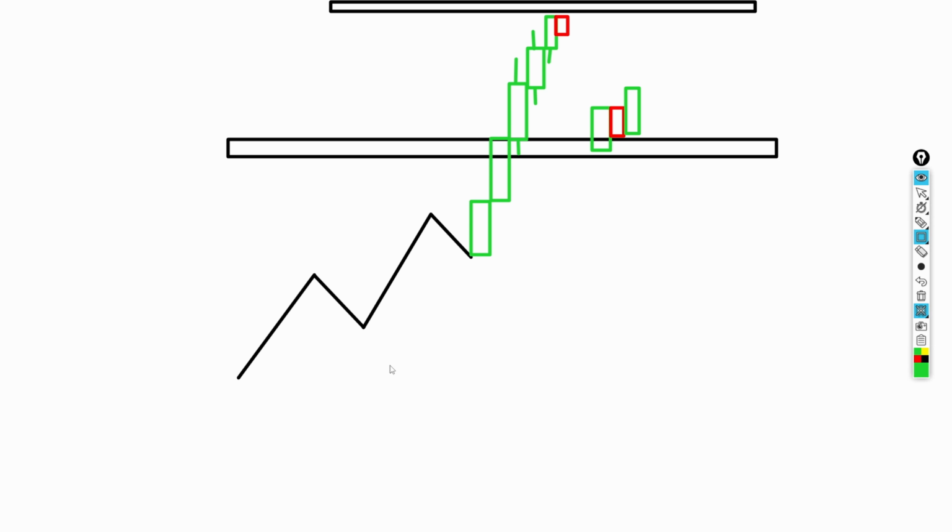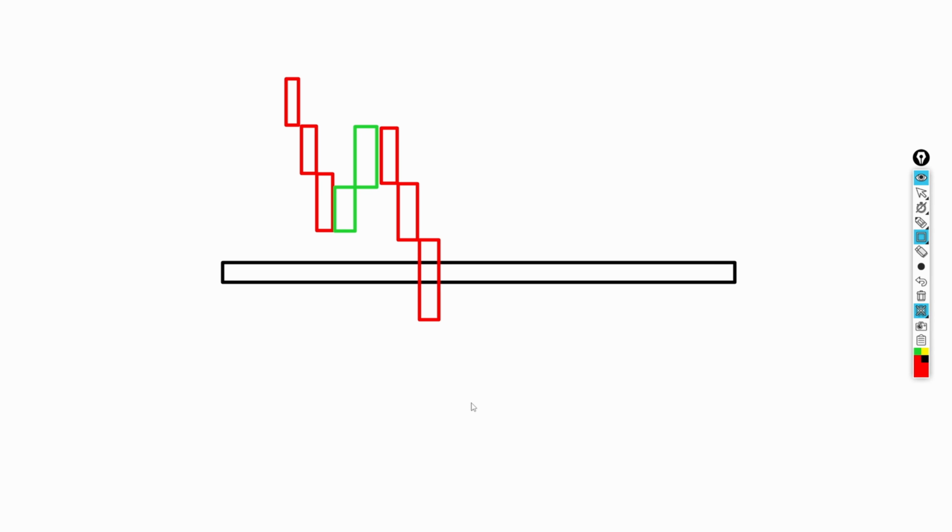Now the similar thing can be applied on the support zone. So let's understand that also. So we have this support zone and the price is moving like this. Some retracement, and after that you got this breakout. Once you have this breakout, you will not take any trade, you will wait for retracement. This is the retracement, and after that you will wait for a breakout.